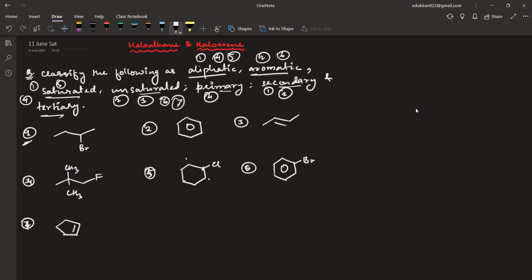Now this Br is connected to a carbon atom, correct? Yes, sir. Now this carbon is connected with how many carbon atoms? Two. That means it will be what? Secondary. Okay. Clear, Atif? Yes, sir. In the second one, do we have anything other than carbon and hydrogens?